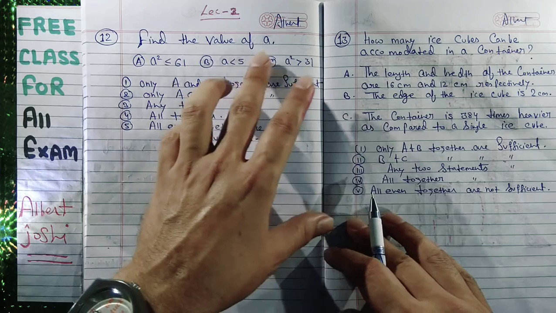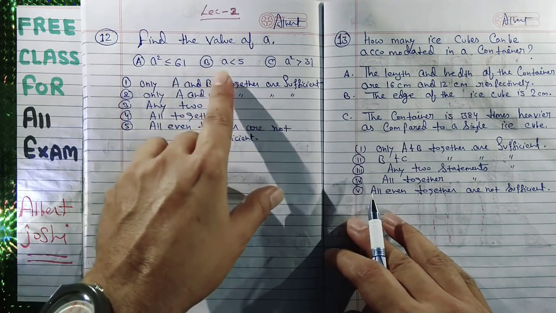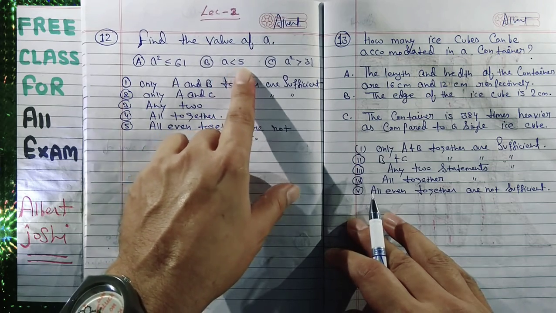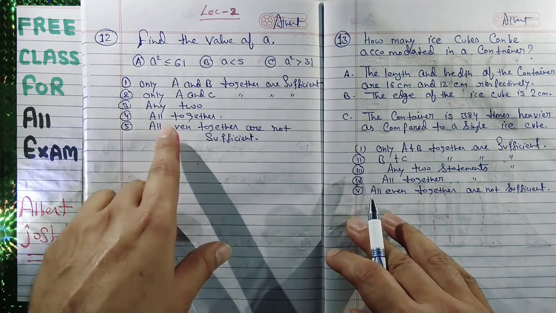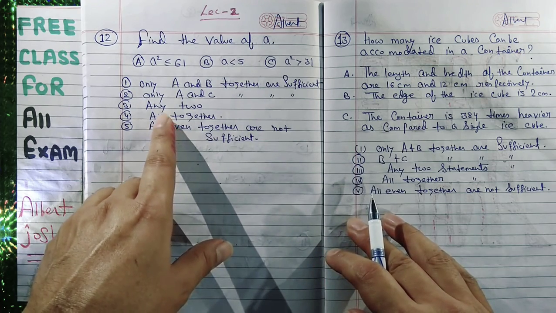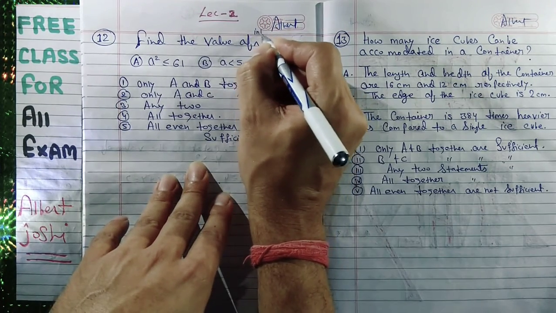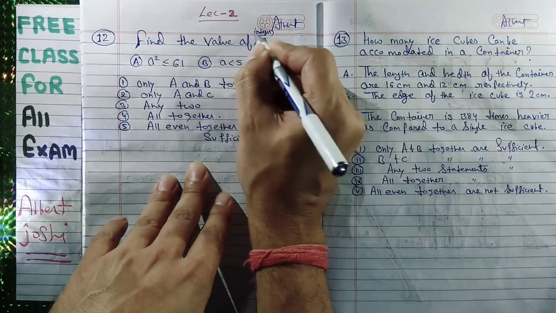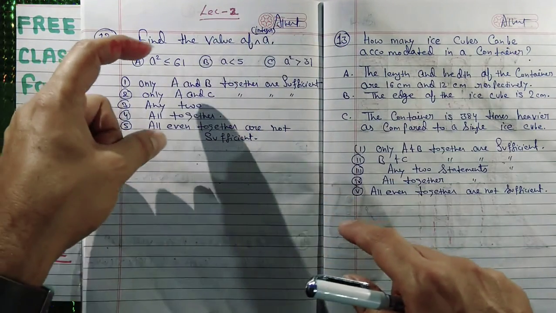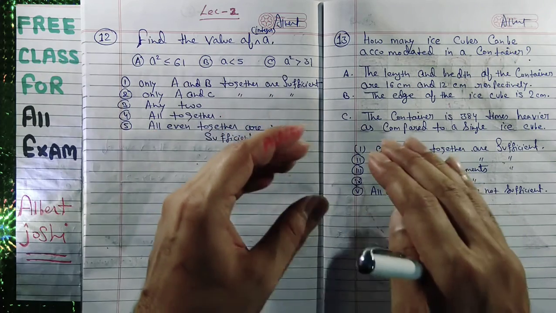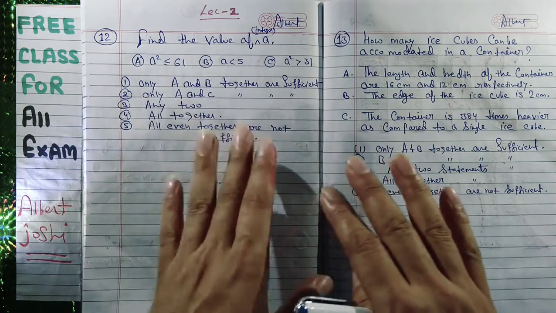Find the value of a. Statement one: a square is less than or equal to 61. Statement two: a is less than 5. Statement three: a square is greater than 31. You must note that he has also mentioned that a is an integer, because for a real number it would be very hard. Before coming to this question, your mathematics must be good. Without mathematics you cannot solve this question.